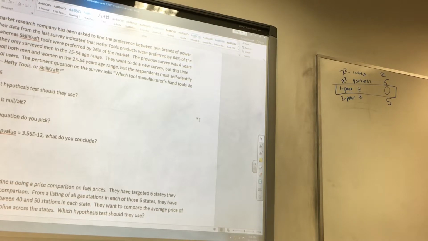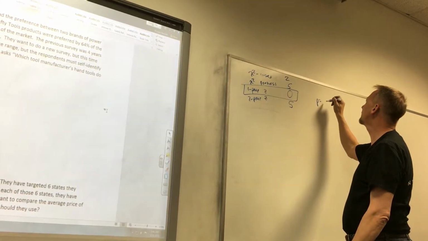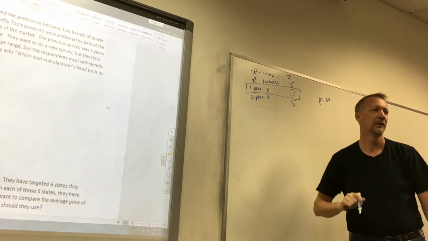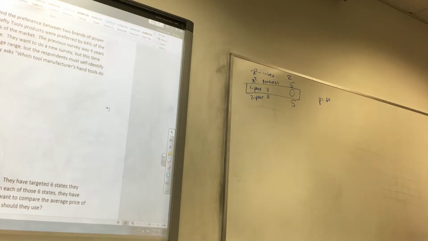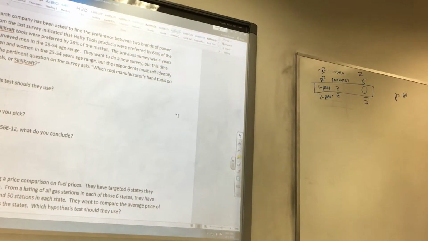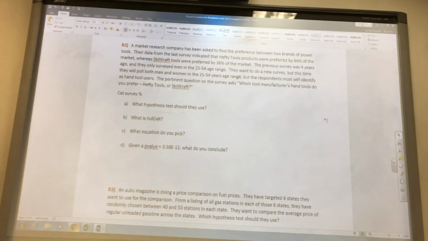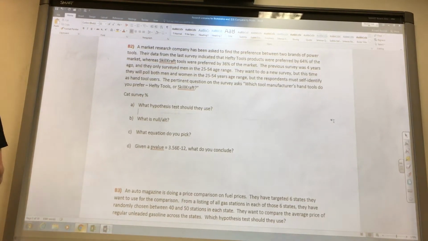Okay, so you could define it as either hefty or skillcraft. If I said that hefty was 64% or 0.64, it's going to be a 1 proportion Z. Why have the men and women then, just to confuse us? The fact that they're testing men and women really has no significance.